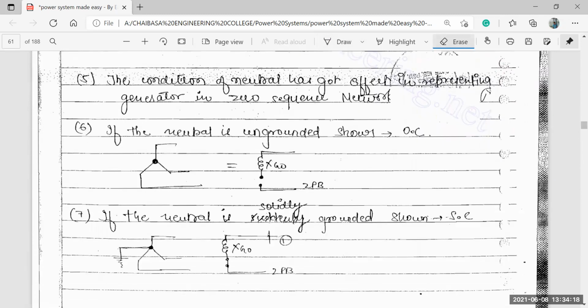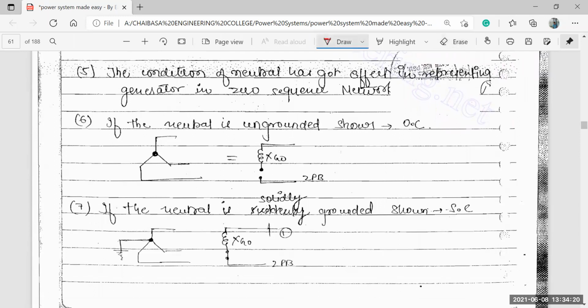Now the condition 5. This states that the condition of the neutral has an effect in representing the generator in the zero sequence network. This is the same sentence that is derived from that network. The condition of the neutral has an effect in representing your generator in zero sequence. We'll see. Let's take this.